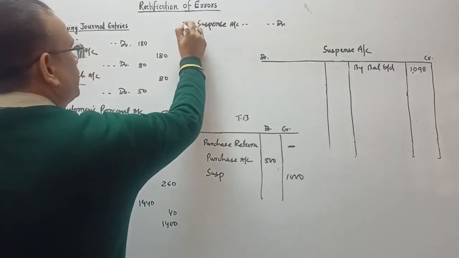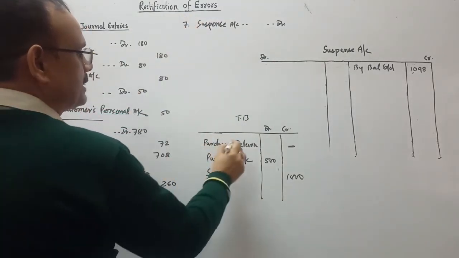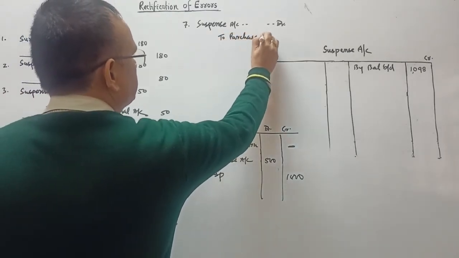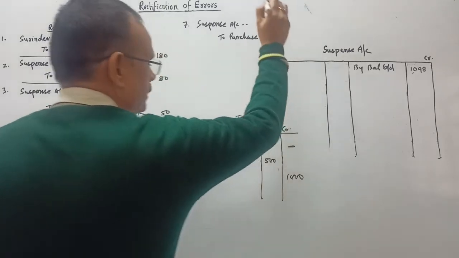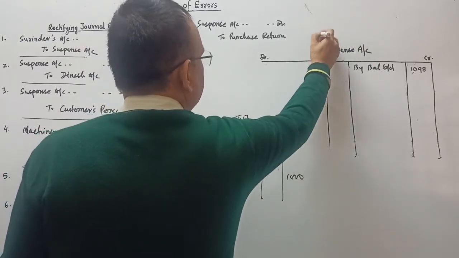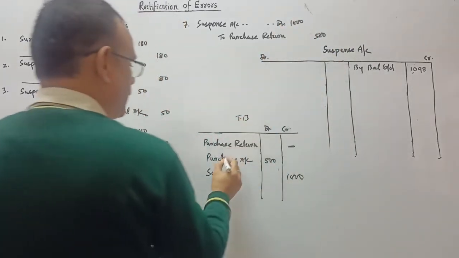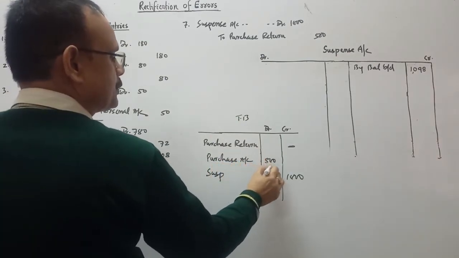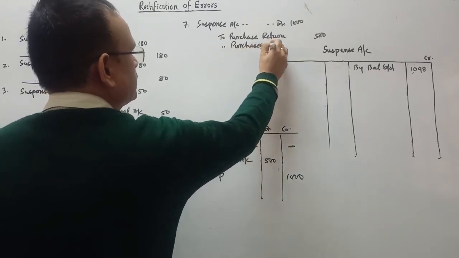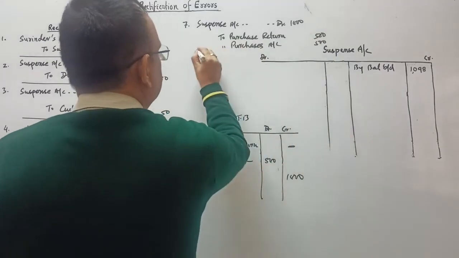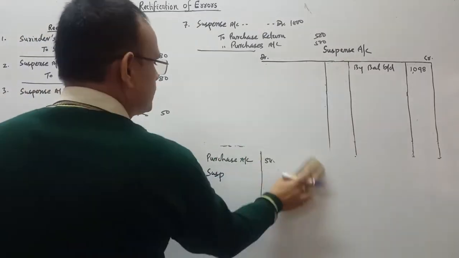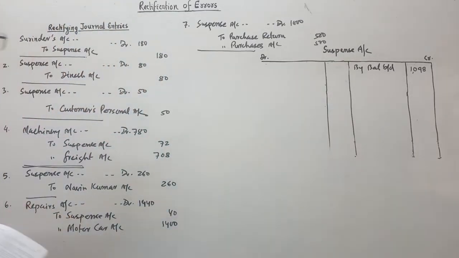This is the seventh number rectification. Suspense account debit. Purchase return should be at the right position, so you credit the purchase return by 500. Purchase return by 500 and it is 1000. And purchase, you have to cancel this purchase. Purchase is on debit, so to cancel it you credit the purchase account 500. This is rectification number 7. Now coming to the ledger posting.